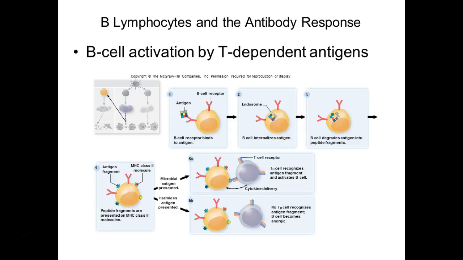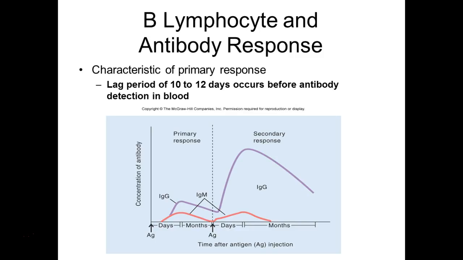So there's two possibilities, right? The helper T cell is going to recognize that same antigen, and it's going to help activate this B cell. Or it's not, and the B cell's not going to get activated. And again, it's not just a secret handshake. They're going to communicate with each other via cytokines about what's going on here. So that's T dependent, right? The T cell is needed to help the B cell become activated and proliferate.